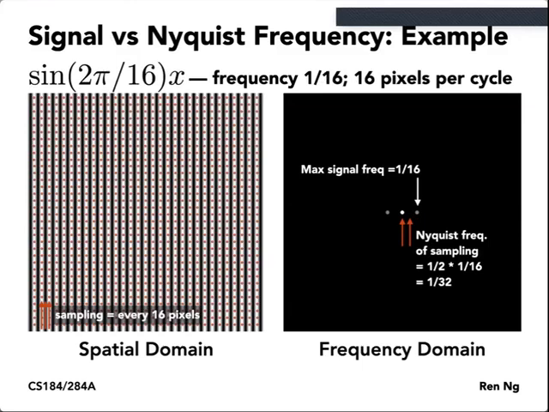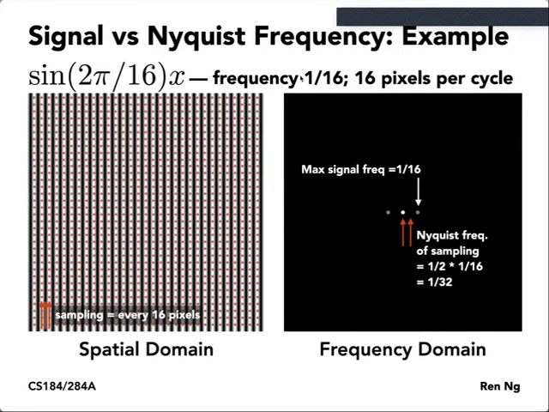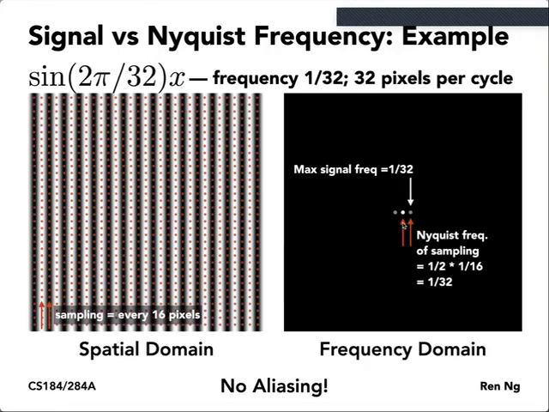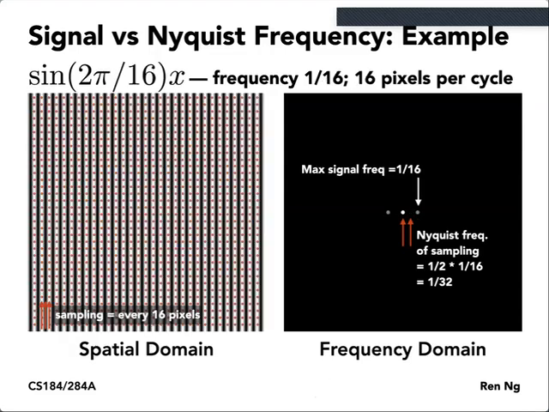Now, let's say though that we increase the frequency of this signal. We look at the case that we looked at before, sine of 2 pi over 16x. So in this case, the frequency is 1 over 16. That means we have 16 pixels per cycle. If we keep the sampling at every 16 pixels, again, the Nyquist frequency is half of 1 over 16, which is 1 over 32. I've shown that as the separation here, as these red triangles, okay? But the maximum frequency in this sinusoid is increased. It's twice as far from the origin. Okay, 1 over 16. So we're actually not safe.